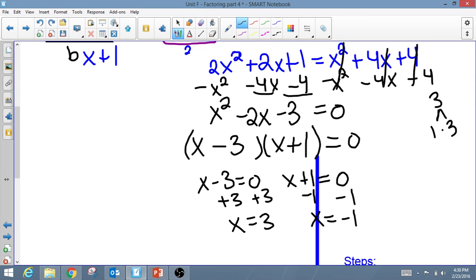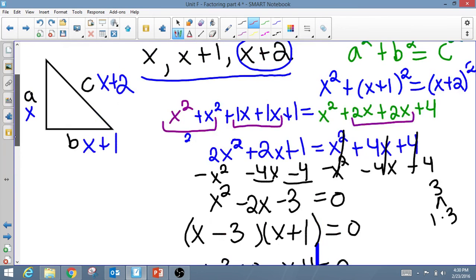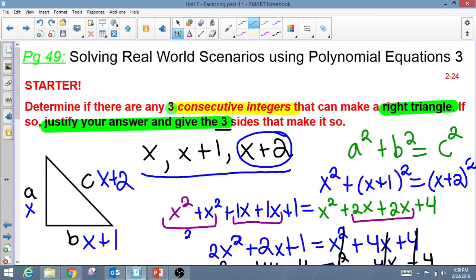Now we know that our measurements, we cannot measure in negative numbers, so negative 1 is not our answer. So our first length is x. Let's look back up at the question and make sure we've answered it. We need to give 3 sides that make it so. So 3 sides that work. We have 1, we have x. x was 3. Our next side was 3 plus 1. The following side was 3 plus 2. So all 3 answers together would be 3, 4, and 5. And that's our answer.